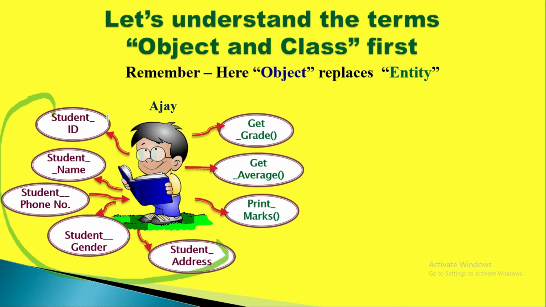That is, एक student का ID बता रहा है, उसी student का नाम, student का phone number, student का gender, student का address. These all are called as physical properties or attributes or state of Ajay. And here in the ovals, these green colored are the various procedures, methods or functions for this student Ajay, that is get grade, get average, print marks. Means get grade of student Ajay, get average marks of student Ajay, print marks of student Ajay.